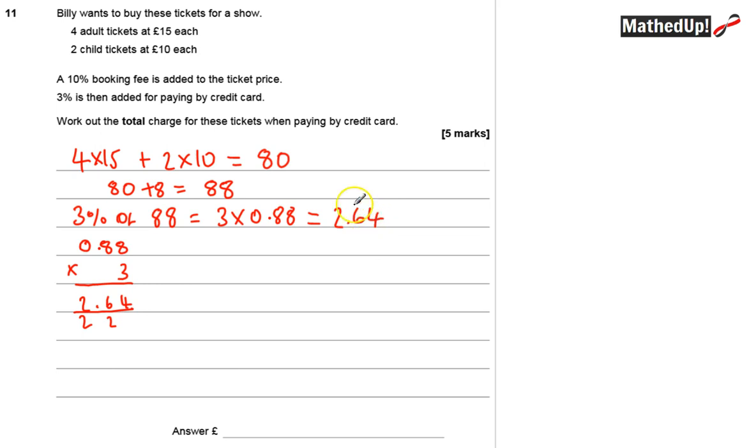So I now need to add this on to this 88. So I've got 88 plus 2.64, and that's going to give me 90.64. So let's write that down over here. 88 plus 2.64, and that gives me 90.64. So my answer is going to be £90.64.